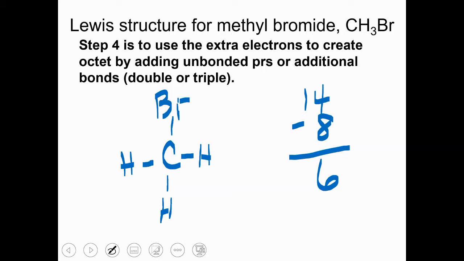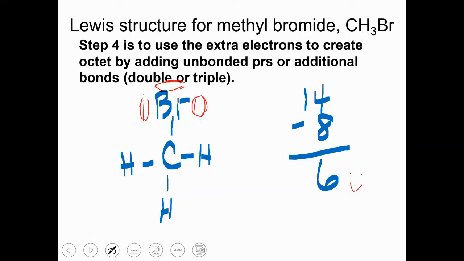And we can look at our structure and we see that right here, bromine would like 2 more. Here, bromine needs 2 more. Here, it needs 2 more. It has 2 with the dash, but then it needs 6 more. Well, we have 6. That's perfect.